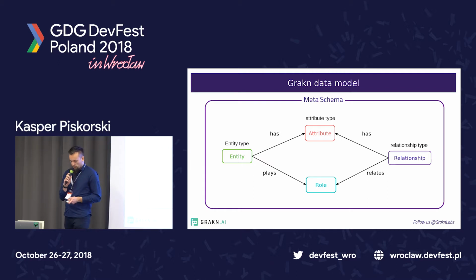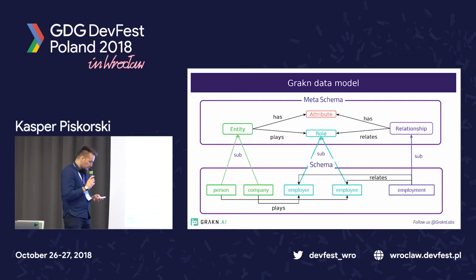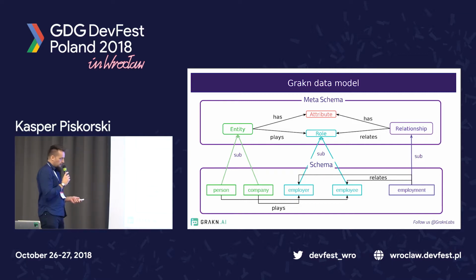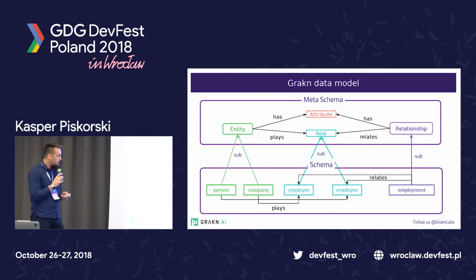How do we define a schema for now? So the process of defining a schema can be seen as subclassing the meta schema. So here in the example, we have the relationship of employment. So we say that in this relation we have two roles, which is the role of an employer and an employee. And we specifically constrain this relationship and say that only people can be employees and only companies can be employers. So that's an example of a schema definition.